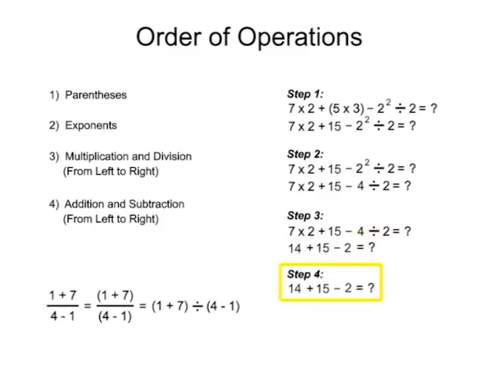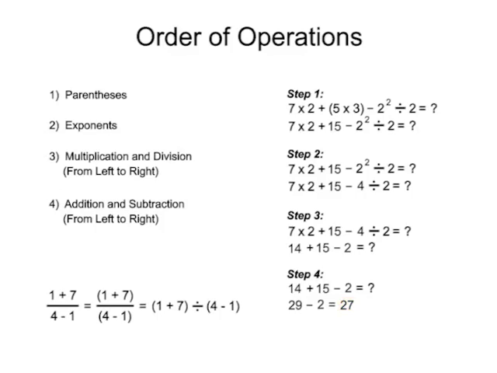The final step is to accomplish any addition or subtraction starting from left to right. 14 plus 15 is 29, and 29 minus 2 is 27. The final answer to the original expression is 27.